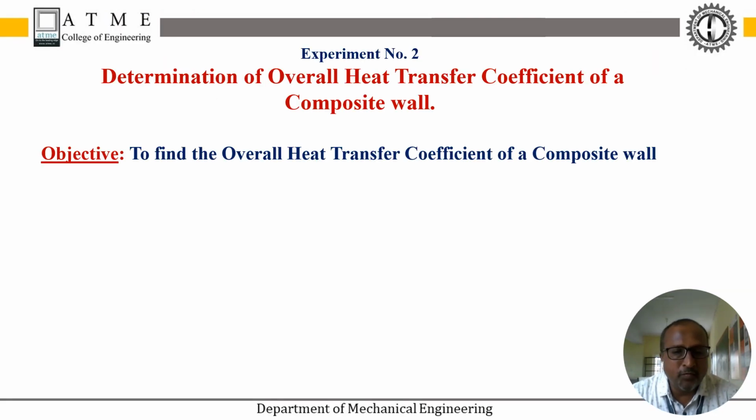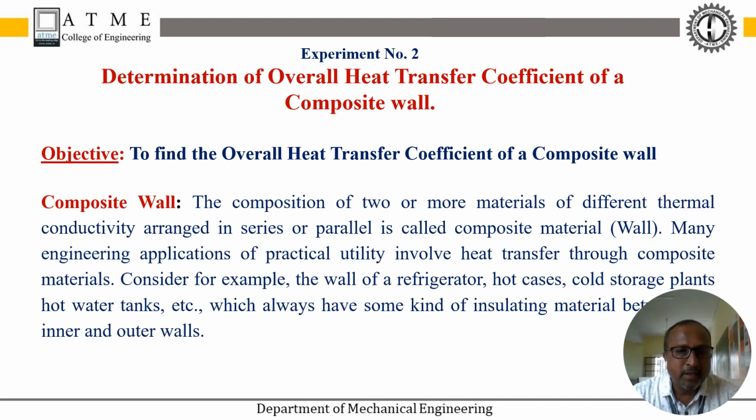The objective of this experiment is to find the overall heat transfer coefficient of a composite wall. Let us first know what a composite wall is. A composite wall is the composition of two or more materials of different thermal conductivities arranged in series or parallel. In this case, we have it in parallel mode. This composite wall is a setup where three different materials of different thermal conductivities are put together to form one part.